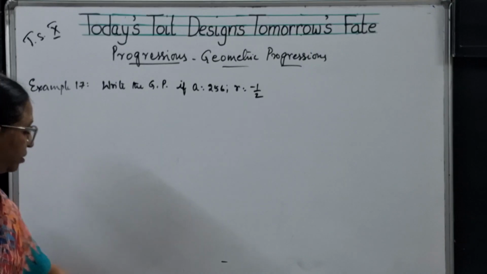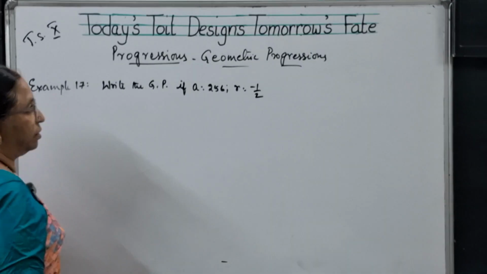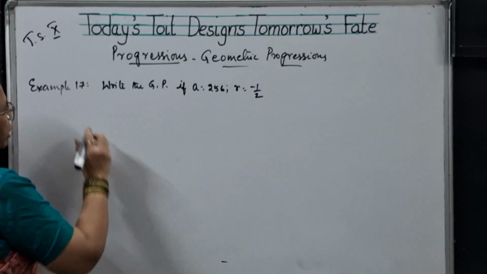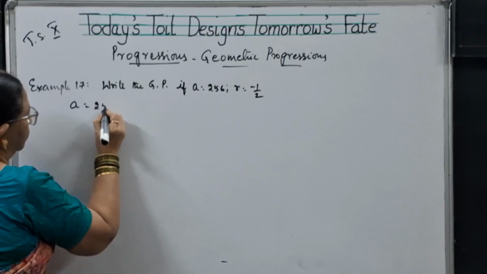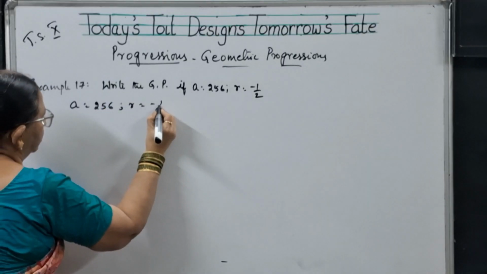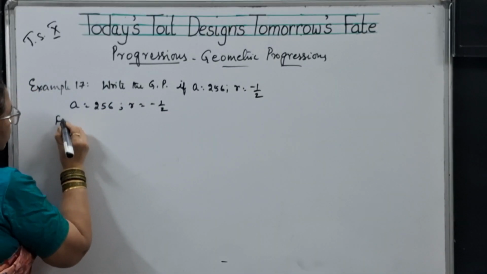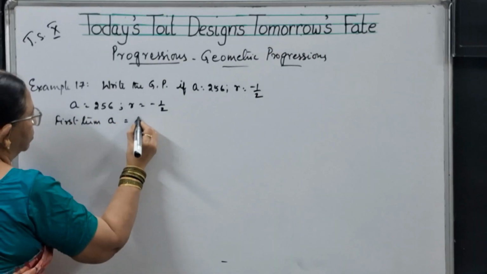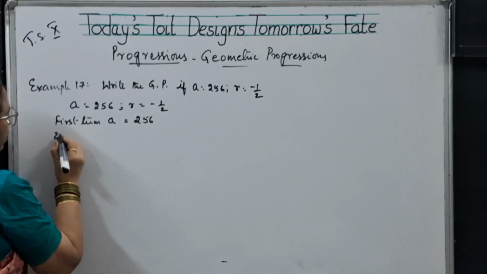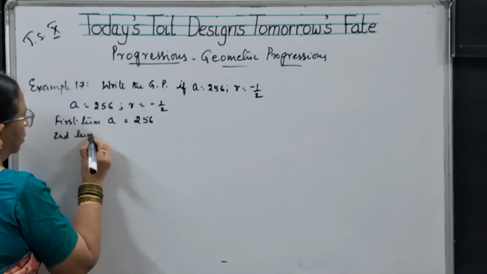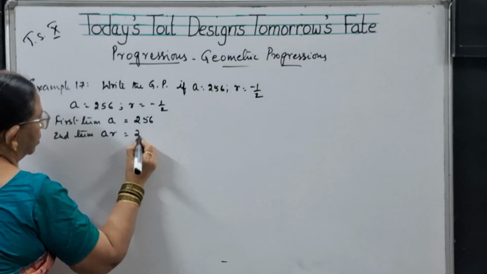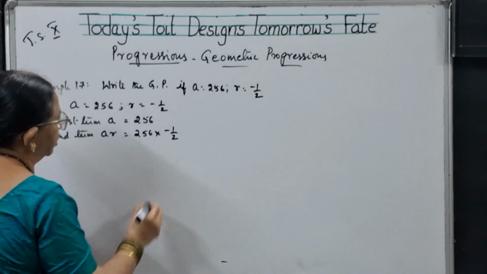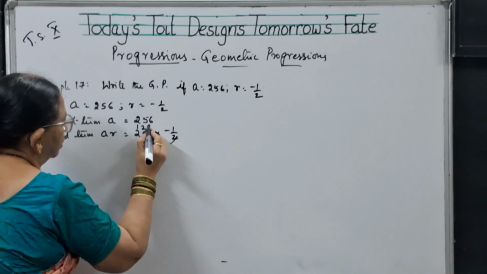Now the next example, children. Example 17. Write the GP if A is 256 and R is minus 1 by 2. A is 256, R is minus 1 by 2. So we know first term, that is A, is equal to 256. So what is the second term? Second term is A into R, 256 into minus 1 by 2. 2 ones are 2, 2 twos are 4, 2 eights are 16, so 128.